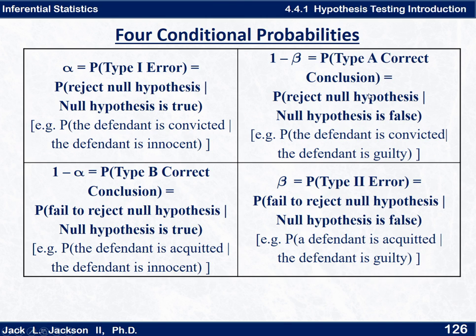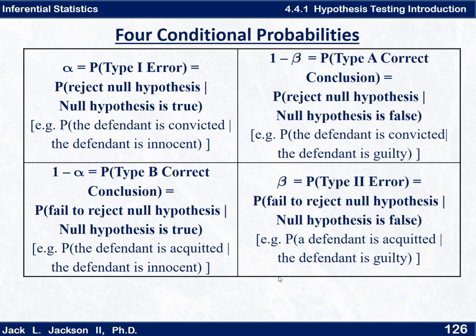And then over here we have 1 minus beta, the probability of a type A correct conclusion. Probability to reject the null hypothesis given that it's false. That's the defendant is convicted given the defendant is guilty in the justice system analogy. Beta is the probability of a type 2 error. We fail to reject the null hypothesis given the null hypothesis is false. So the probability the defendant is acquitted given that the defendant is guilty.